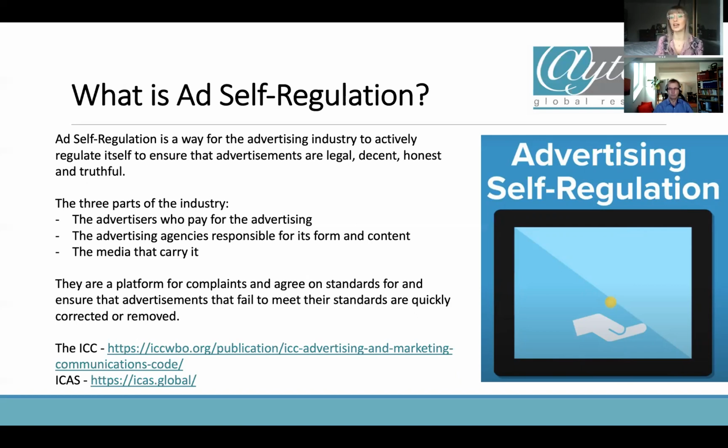But essentially, as I keep saying, with self-regulation, it is a way for the industry to regulate itself. So instead of someone having to police every single advert that's out there, it's up to you as one of these three parts of the industry, whether it's the advertisers who pay for it, the advertising agencies responsible for the form and content, or the media that carry it. If you're any of those three, it is your responsibility to regulate yourself, know who the self-regulatory organization is in the country that you're selling your product, read their code of conduct, and make sure that you're abiding by the rules.